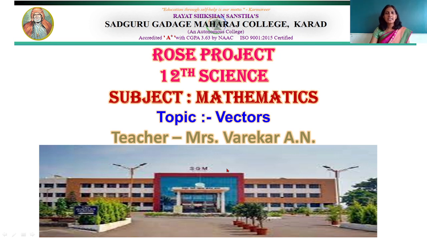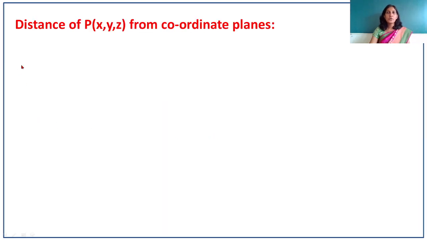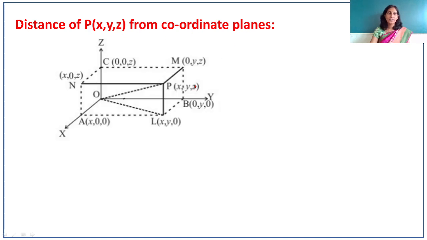We already started a topic, vectors. This is our fourth lecture. In the last lecture, we studied some theorems on vectors and examples on it. Now in this lecture, we study the first point, the distance of a point P(x, y, z) from the coordinate axes.